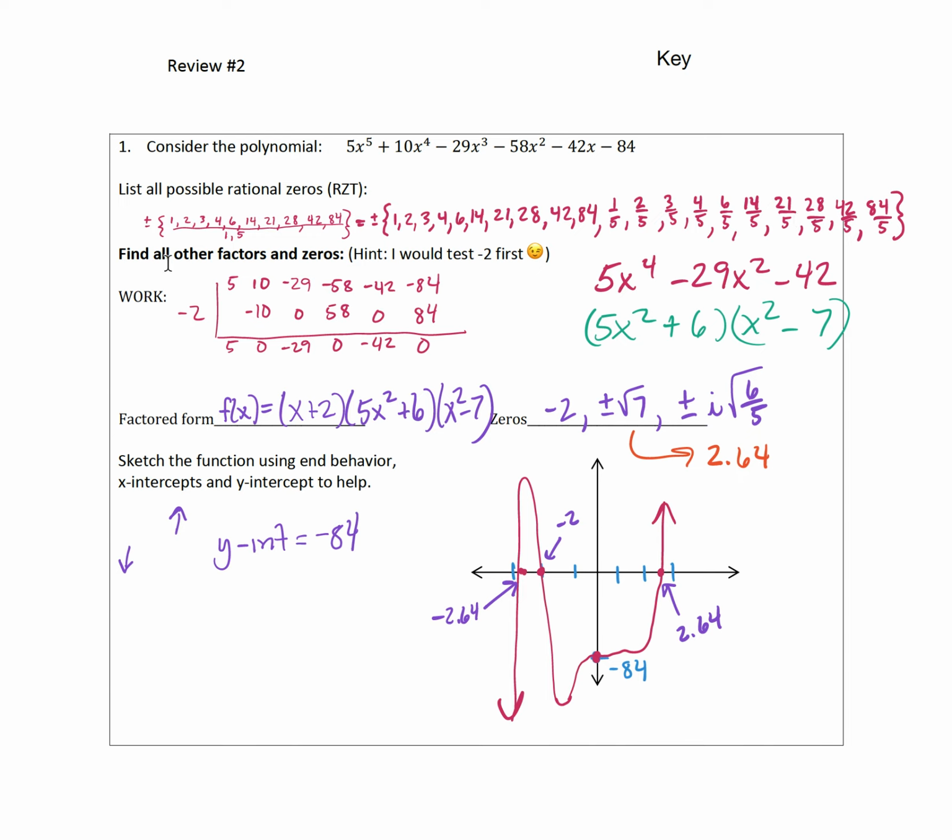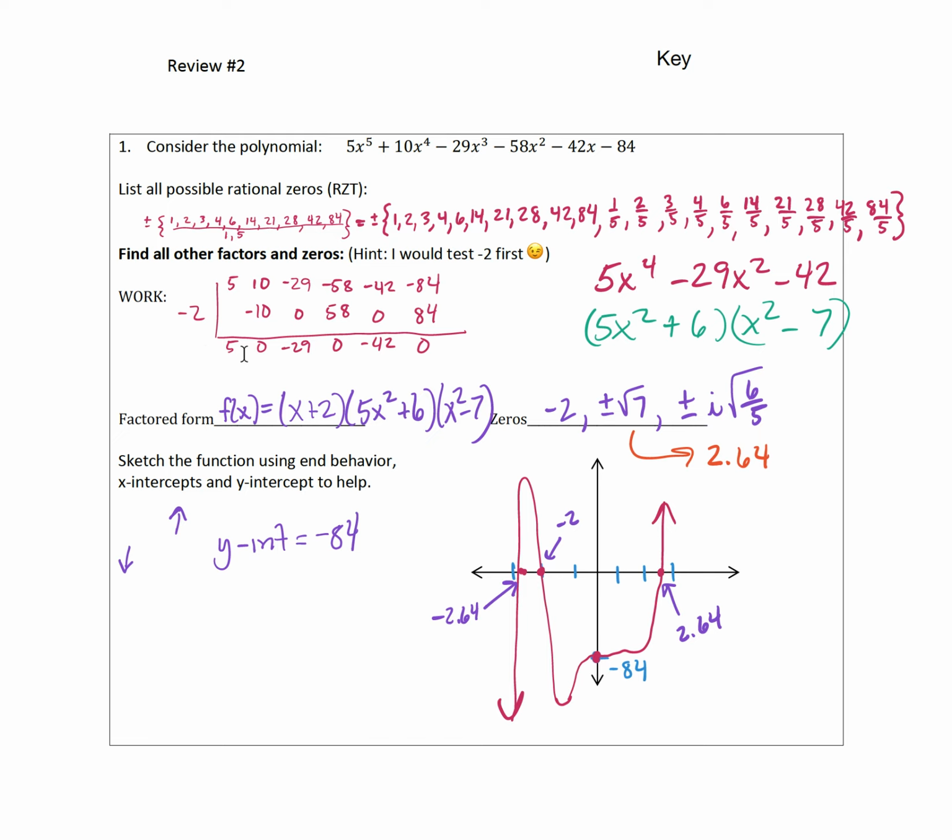Okay, so find all the other factors and zeros. And again, hint, -2 first. So you can see -2 is one of the options. It's right here, plus or minus 2. And basically, we're just telling you that -2 is one of them. So go ahead and start with one of those. Do synthetic division right here, negative 2 on that.